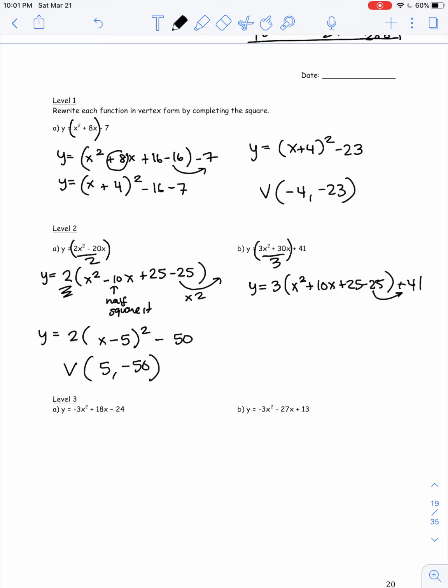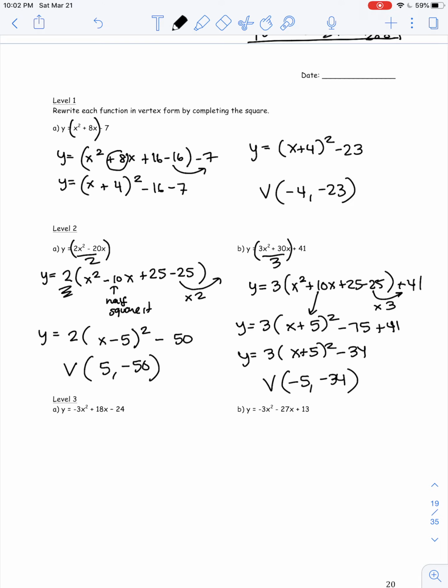You're going to remove this number by multiplying it by 3. You're going to have y equals 3, x plus half this number right here is 5, and that's your p squared. And when you move the negative 25 times 3 outside, you get negative 75 plus 41. y is equal to 3 times (x plus 5) squared, and it's minus 34. So your vertex is, guys, -5 and -34.